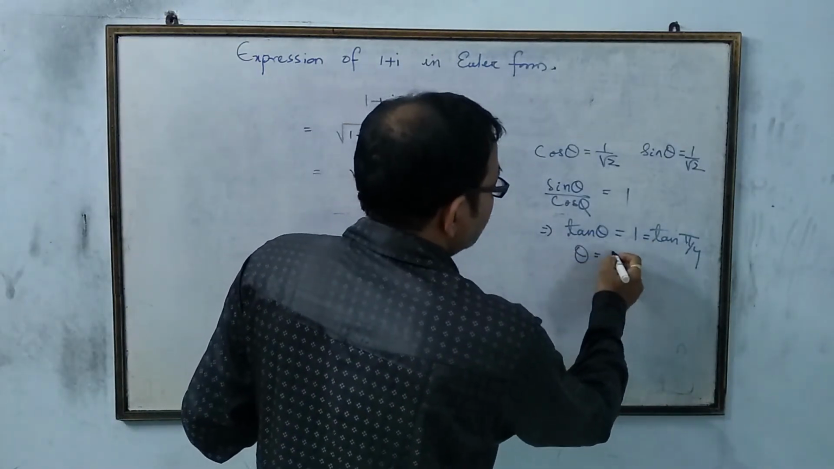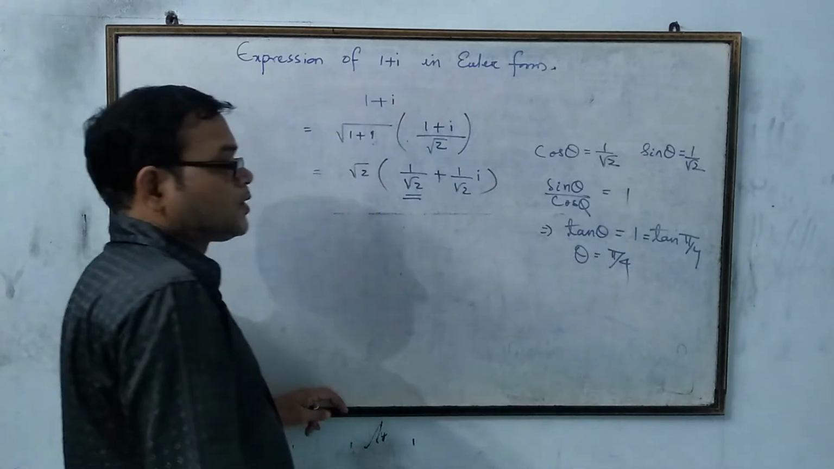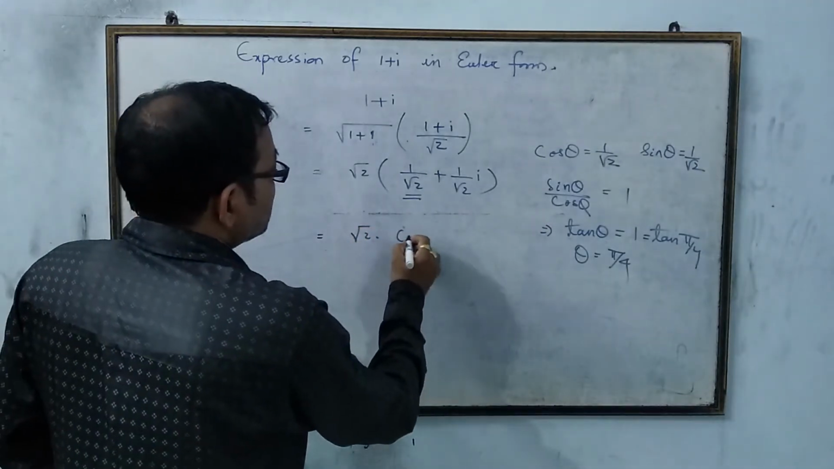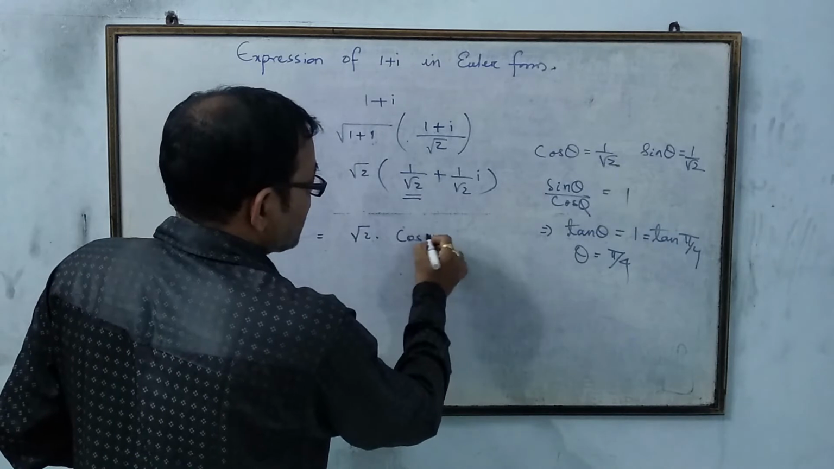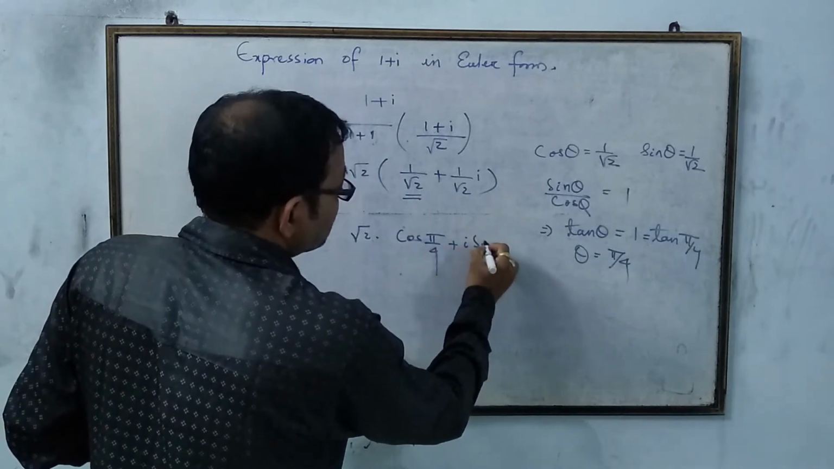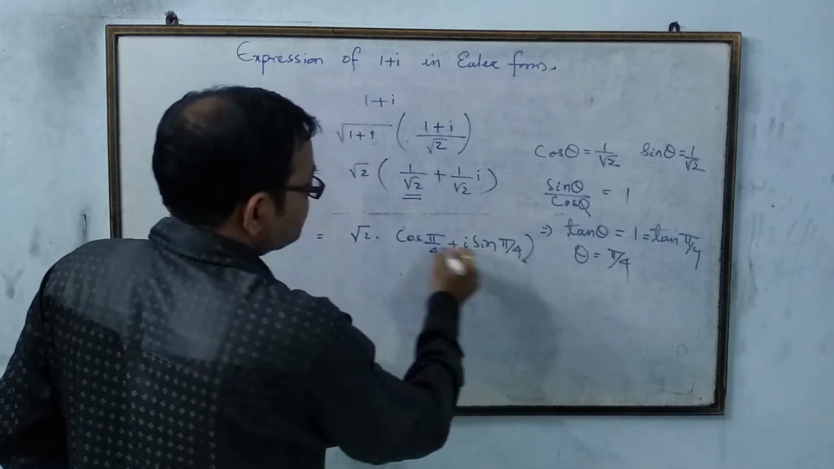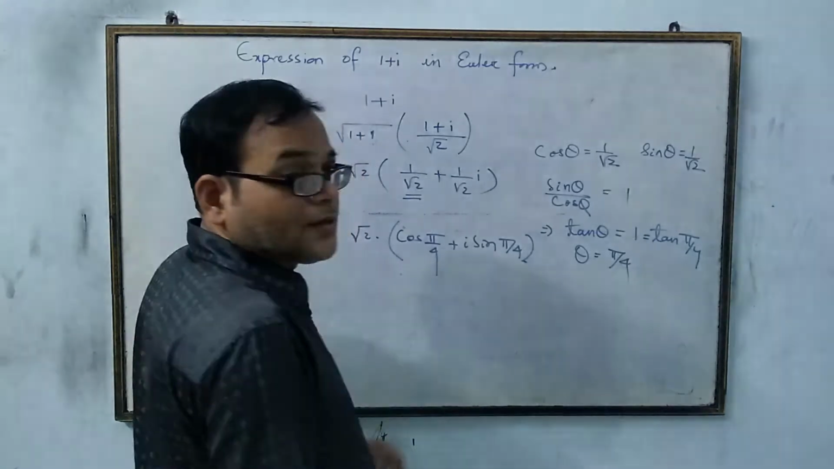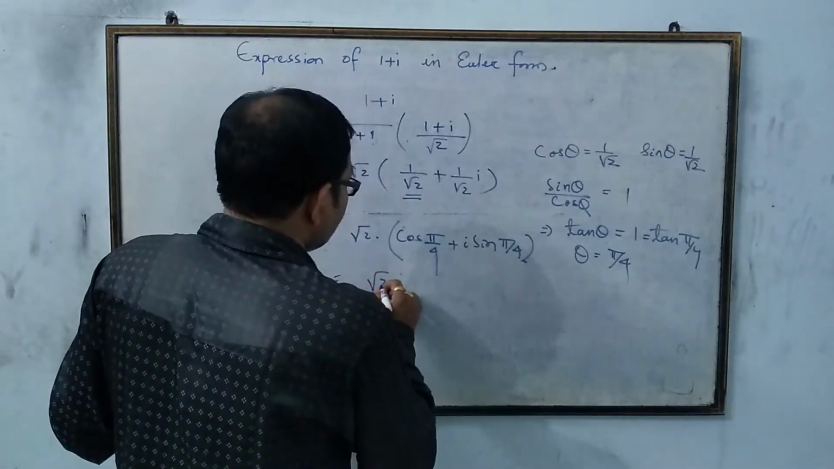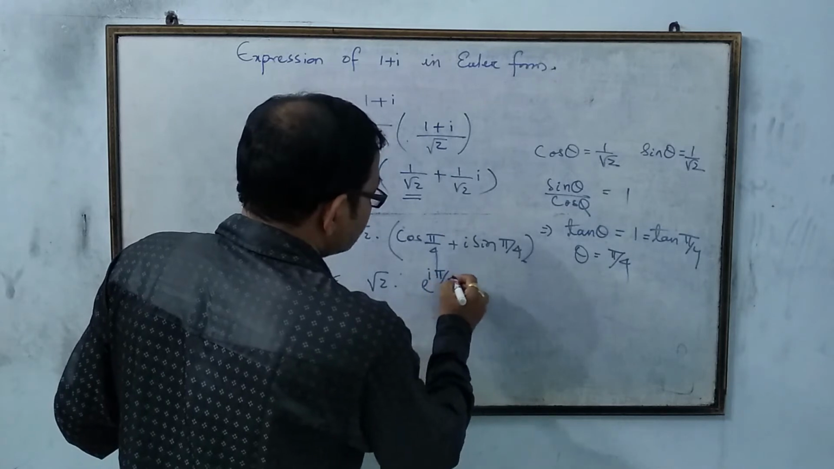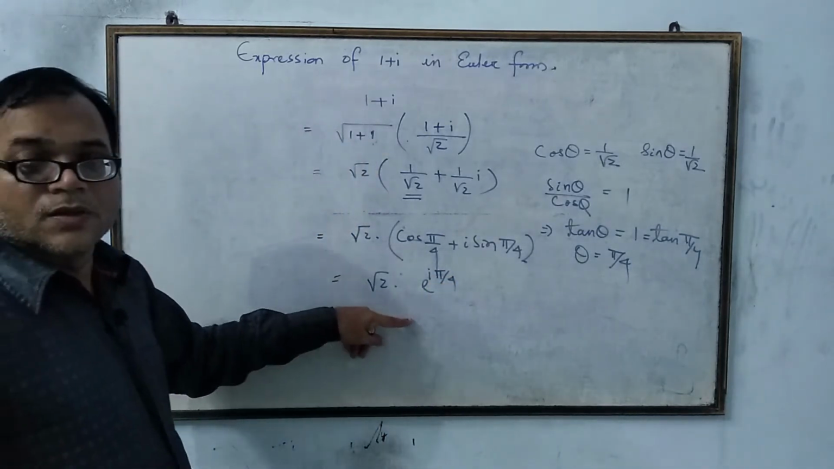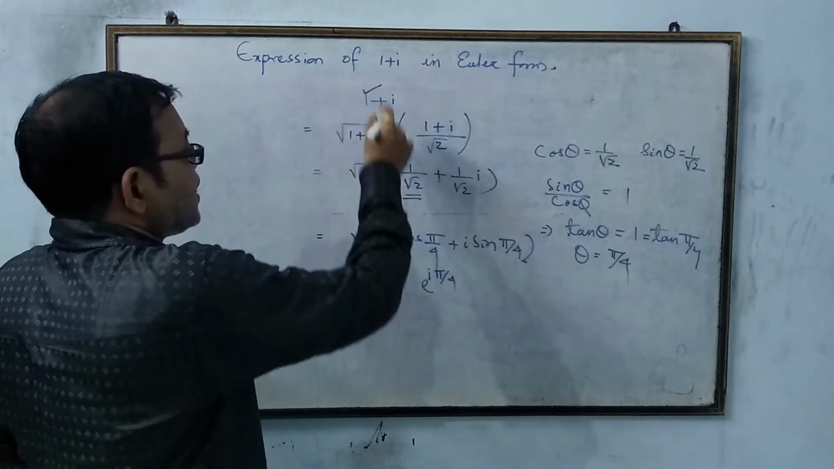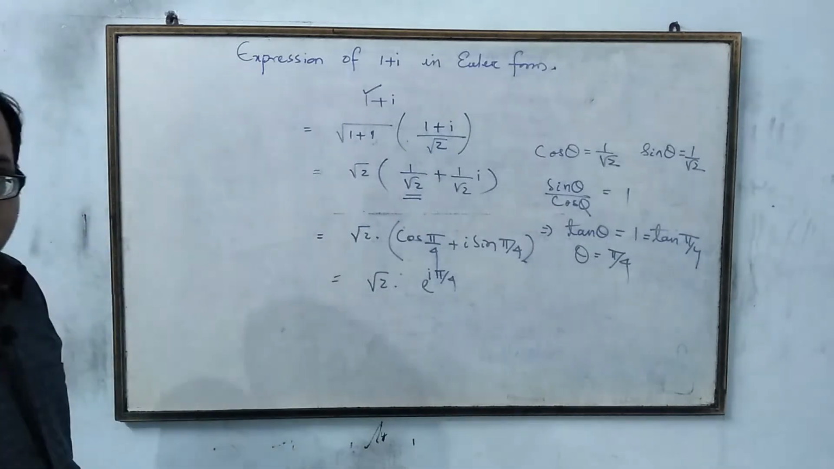So what is theta? Your answer would be root 2 into cos theta, I can write it as cos pi by 4 plus i sin pi by 4. Root 2 into cos pi by 4 plus i sin pi by 4. So the answer is root 2 into e to the power i theta. This is the Euler form of the complex number 1 plus i. You got it, I think?